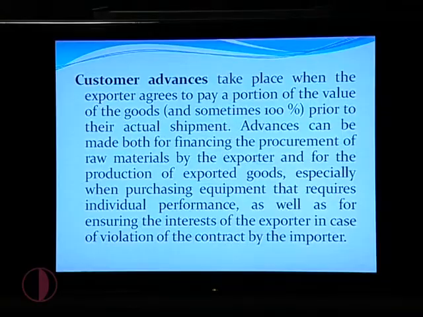Customer advances take place when the exporter agrees to pay a portion of the value of the goods, maybe sometimes 100%, prior to their actual shipment. Advances can be made both for financing the procurement of raw materials by the exporter and for the production of exported goods, especially when purchasing equipment that requires individual performance, as well as for ensuring the interest of the exporter in case of a violation of the contract by the importer.